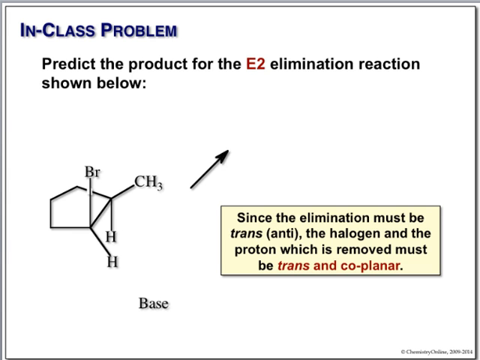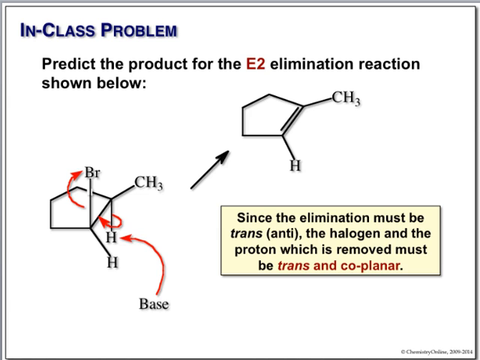We are looking for the hydrogen that we pull off and the halogen to be in the same plane. Remember, this is pulled off, this leaves at the same time. Going to lose this hydrogen, this bromine, and we make this alkene. Now that was simple.